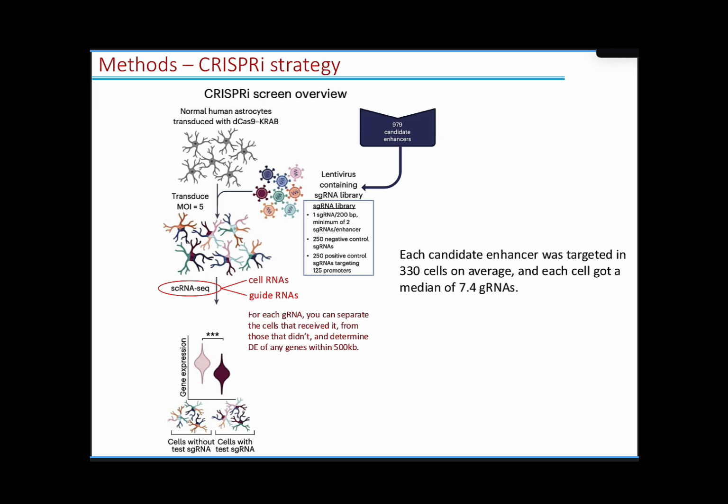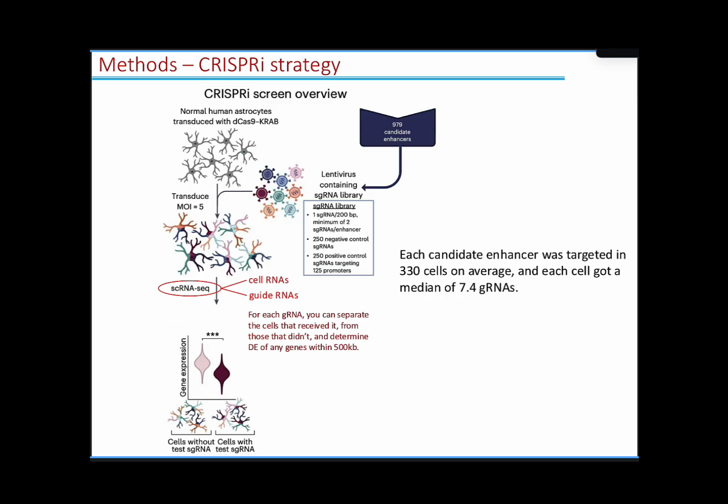In most cases, they found that the astrocytes incorporated a median of 7.4 guide RNAs. Half of them had fewer, half of them had more than 7.4 guide RNAs. When you do these things in bulk, you achieve what is normally called, in the jargon, high coverage. So in this case, a given enhancer was not targeted in one astrocyte. It was targeted in an average of 330 different astrocytes.